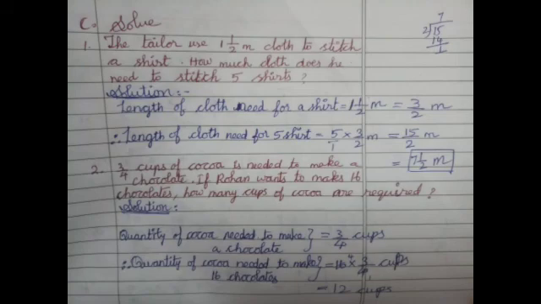Next, section C, solve. The first sum: a tailor used 1 1/2 meter of cloth to stitch a shirt. How much cloth does he need to stitch 5 shirts? So one shirt is given, and they are asking for 5 shirts. So it is a multiplication. The sentence is: length of cloth needed for a shirt.